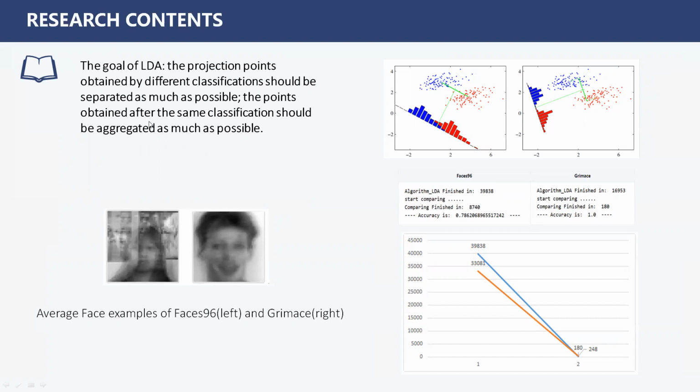After doing LDA, we can get the average faces here and here. And here is the result on the two data sets, which is pretty bad actually, at 96. And here is the running time.